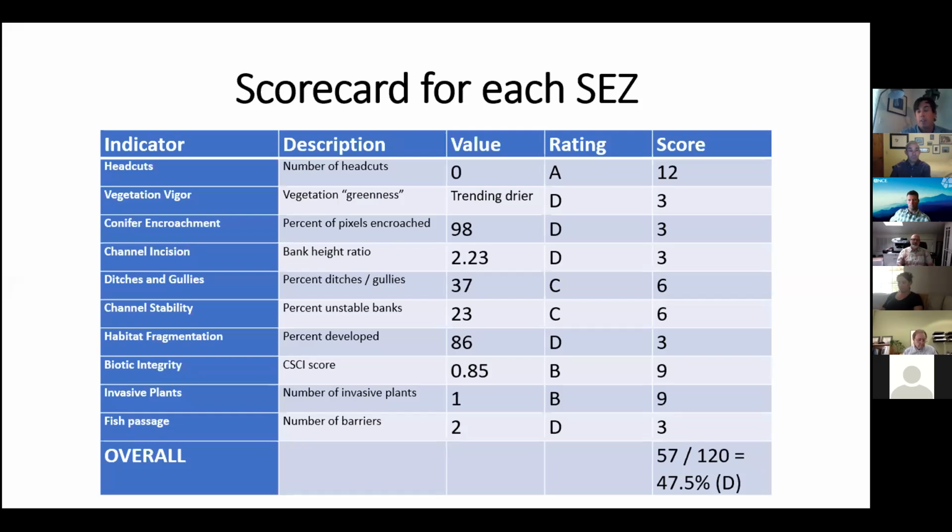Okay, so what we end up with is a scorecard for each SEZ in the basin. This is an example scorecard. You can see the different indicators listed, a quick description of the indicator, and then that value is basically the raw value. And the rating is the rating in those 4 different bins of those raw values. The score on the right is basically just an A score equals 12 points, B equals 9 points, C equals 6, D equals 3. You end up with an overall score. For this site, it'd be about 47%, which is a really bad score, a D. So that's how the whole rating system works.